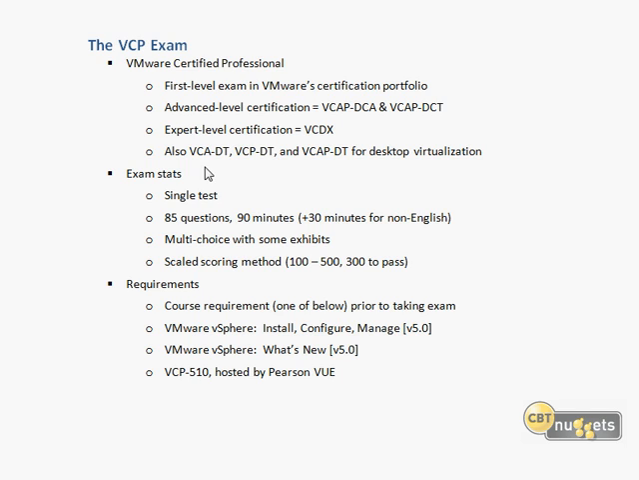A few exam stats here. It is a single test to pass the VCP. 85 questions, 90 minutes. If English is your secondary language, you get 30 more minutes in certain countries. Multiple choice, there are some exhibits. It is a scaled scoring method, somewhere between 100 and 500. You need 300 to pass. Standard certification tests. You go to one of those certification testing facilities, you sit down, you take the test. 90 minutes later, you know if you passed or not.